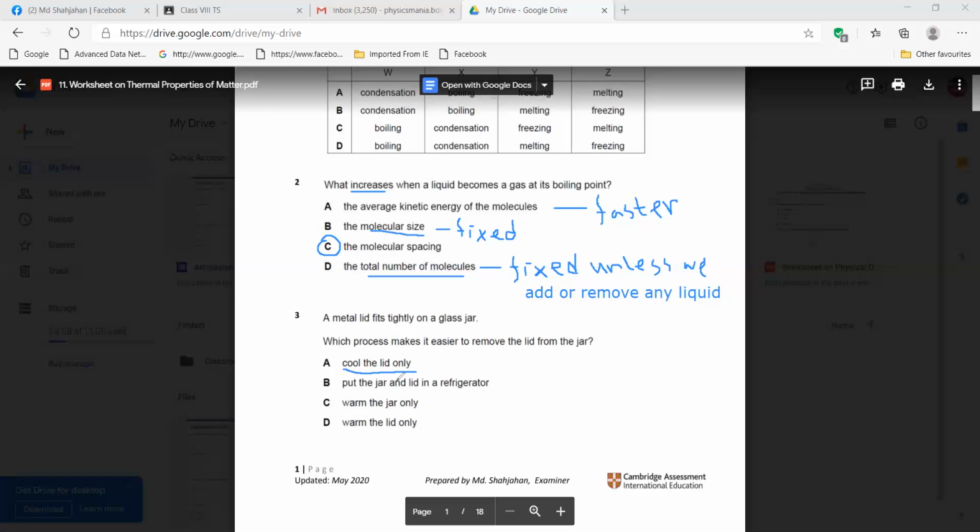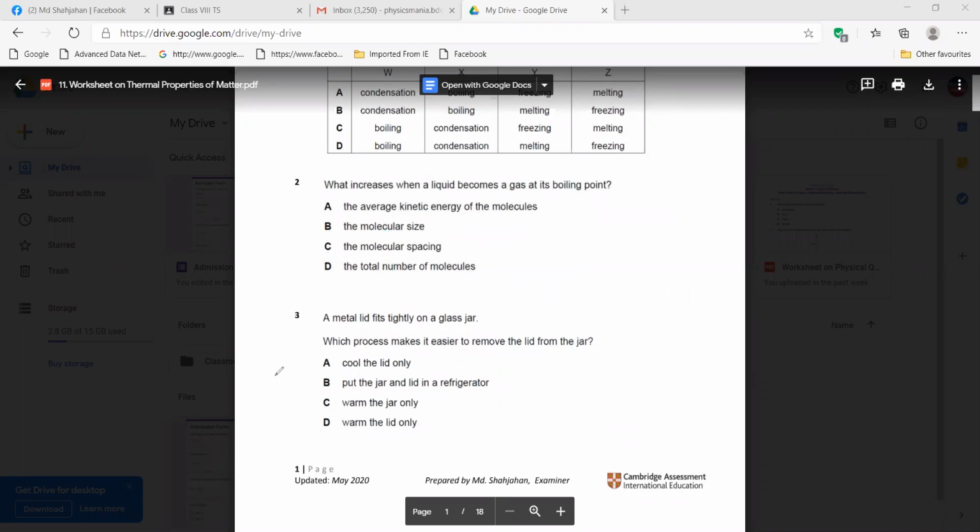Then the last option, warm the lid only. Only this one will make this tight condition loose, right? Yes, sir. Warm the lid only, then you can remove the lid from the jar. So the correct option is D, right? Yes, sir. All are done. So 2 and 3 clearly done.